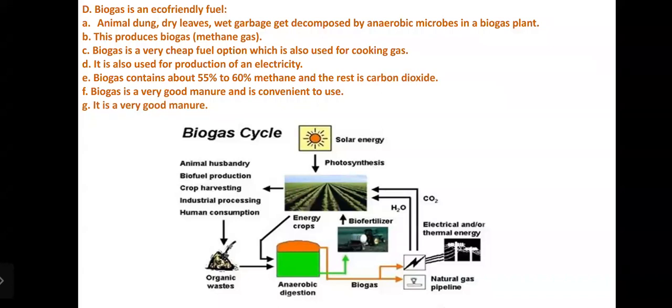Animal dung is biodegradable. It can completely decompose. Then dry leaves also completely decompose.